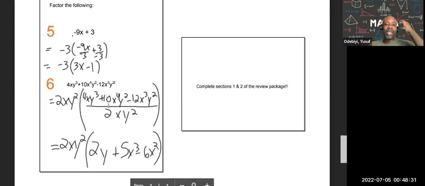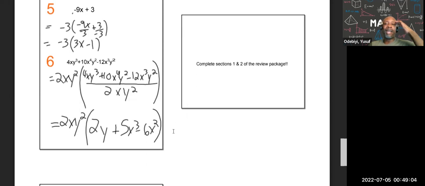Same for the middle one. It's 10. 10 divided by 2 is 5. And then x to the power of 4 divided by x. Well, I subtract. There's an invisible 1 when you have an x. It's an invisible 1 exponent. You never write the exponent 1, but you know it's there. So you're going to subtract the exponents, so I'm going to have a 3. And then over here, I'm going to do the same thing for each of them, and the final answer is what you see there. Okay, so that's common factoring.